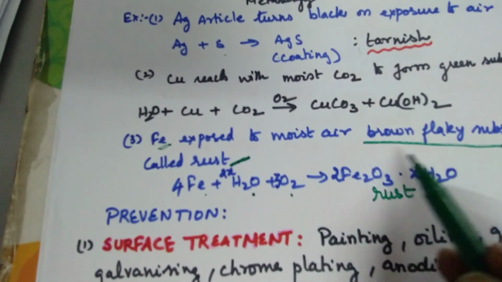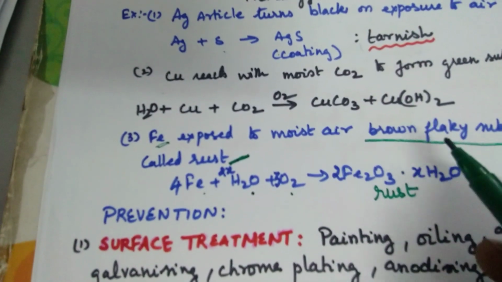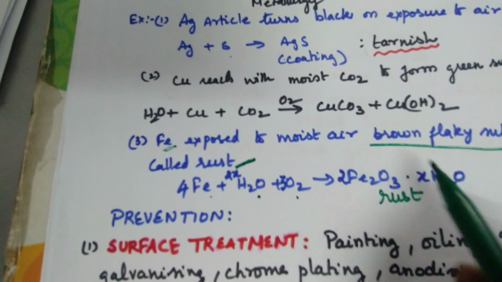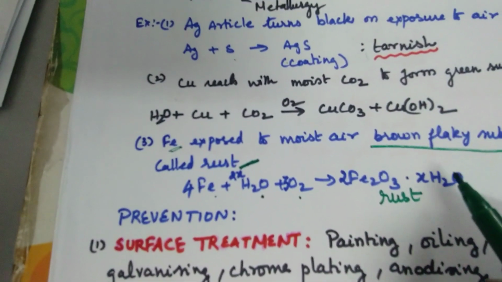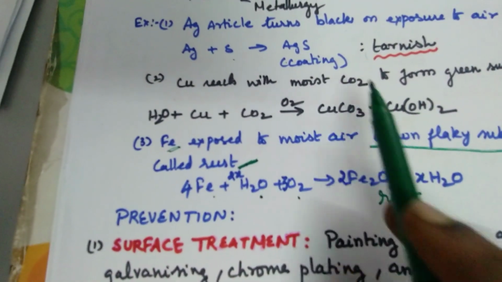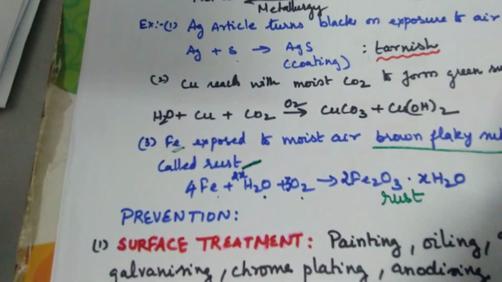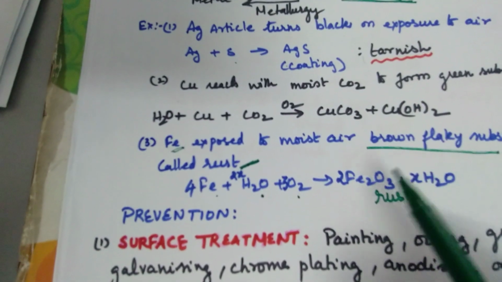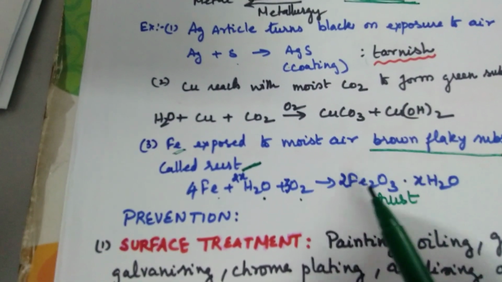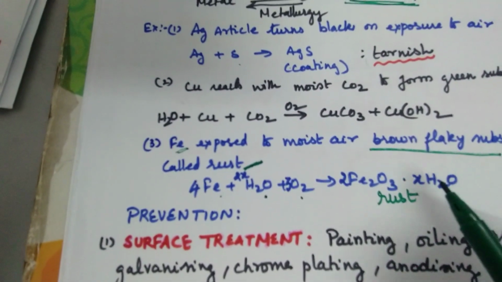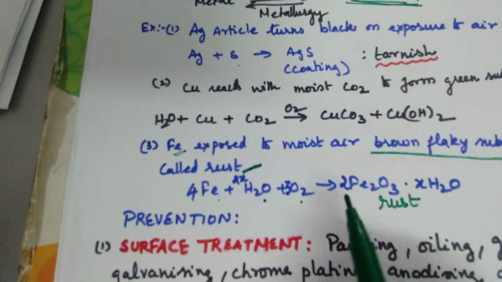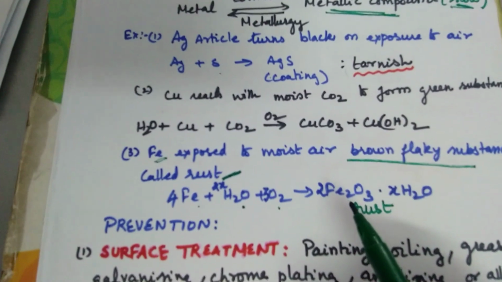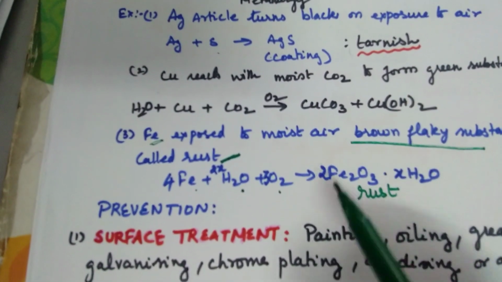What happens after some time is this brown flaky substance is removed and the fresh surface is exposed to air, and corrosion starts again. In the other two metals, it is not happening. Only the topmost layer gets corroded, and at the bottom there is no corrosion. But here, the topmost layer is initially corroded, and after some time this layer gets removed and a fresh layer is exposed. Again, it continues the corrosion. So it is a big botheration, right?